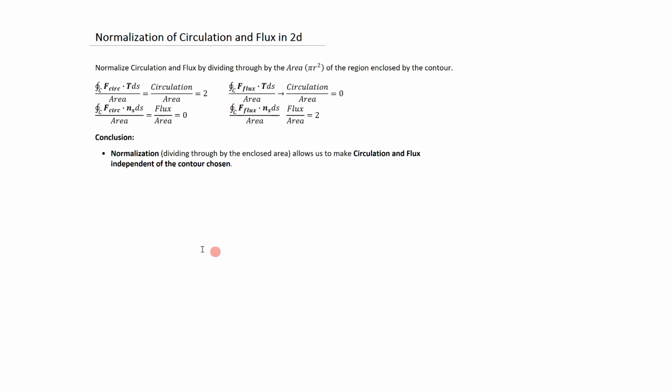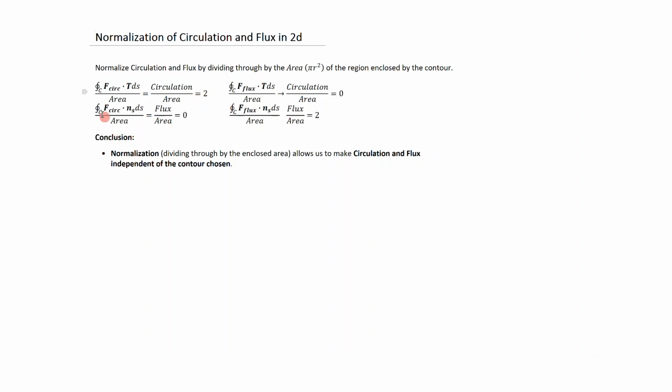So what we're going to do is divide the circulation by the area. If we do that, we end up with a value of 2. So this suggests to us, by doing this sort of division, we end up with a number which does not depend on the nature of the contour. And that's helpful in terms of how we go about creating a definition.